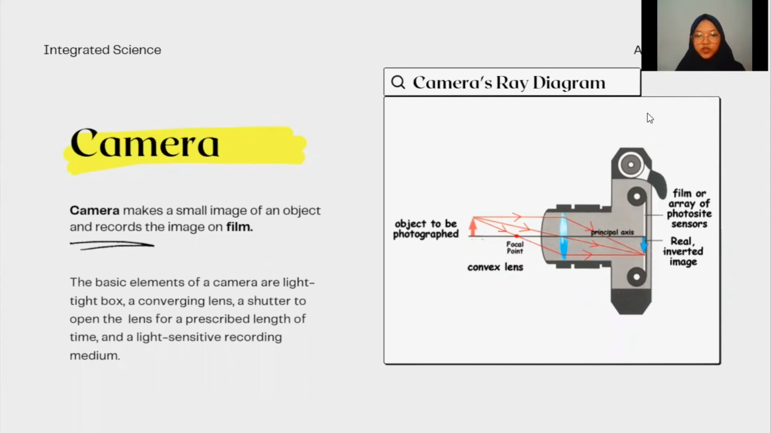So the object to be photographed is here, and we use the convex lens. Here is the focal point of the camera. So the image here is a real and inverted image.